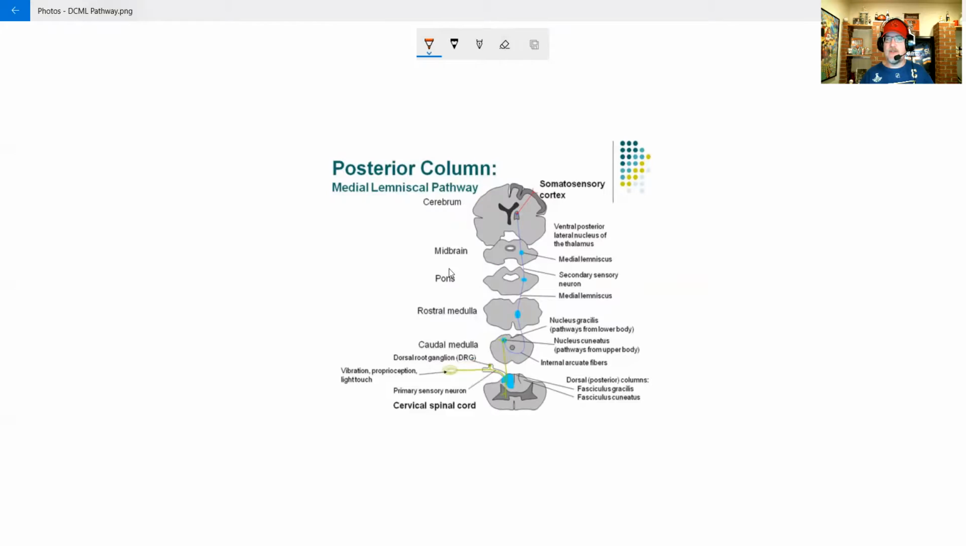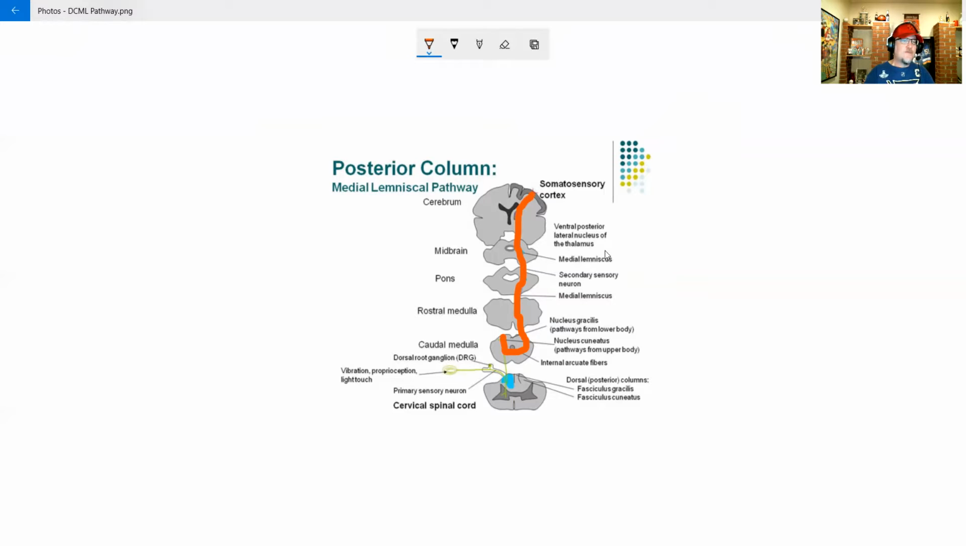So in that information itself, it's going to loop over through those internal arcuate fibers, and then it's going to ascend, going up, forming the medial lemniscus pathway, and it's going to go all the way up until it hits that third order, which then gets us to the sensory motor cortex.